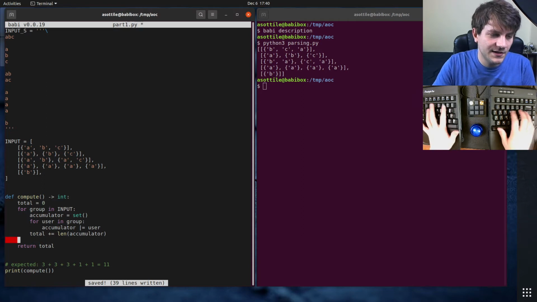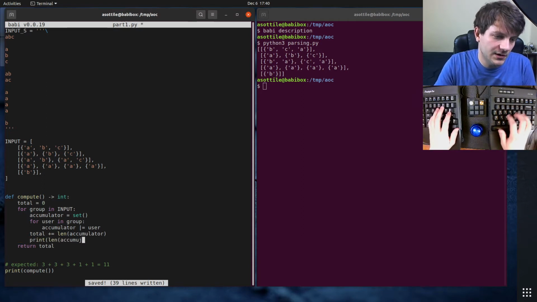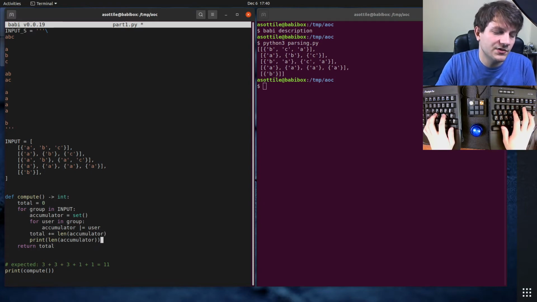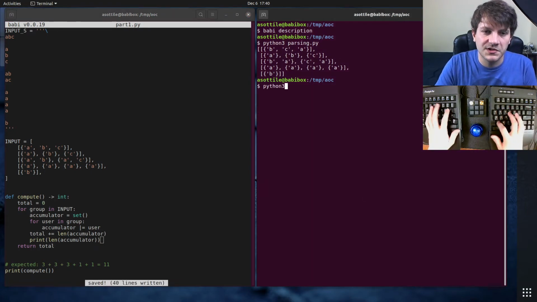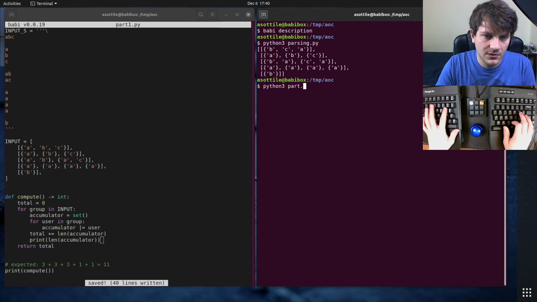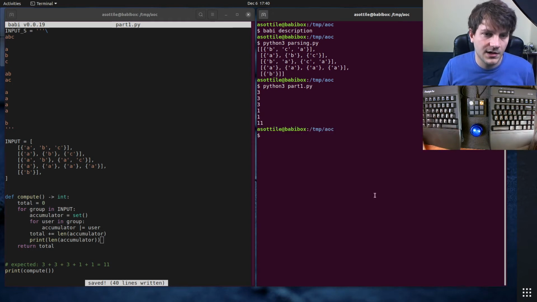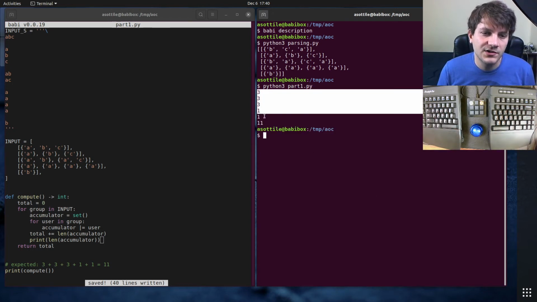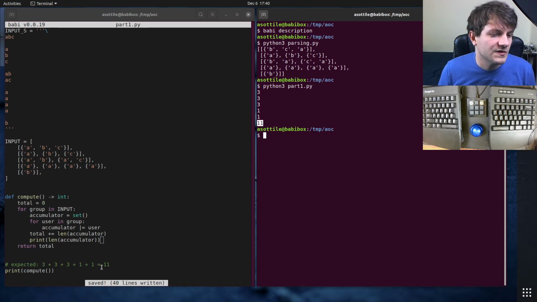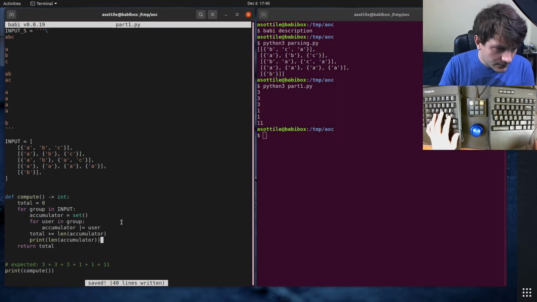One thing that I did to make this debugging a little bit easier is to print len accumulator. That way we can see each individual group. We didn't really have to do this much on previous puzzles, but 1.py. And so you can see here, these are each of the individual groups, and then finally we get our answer, which is 11, which is what we expect there.